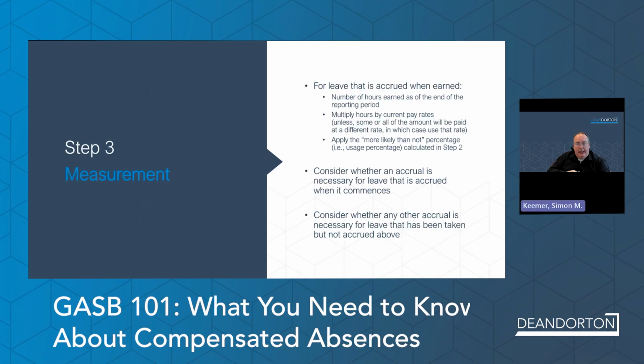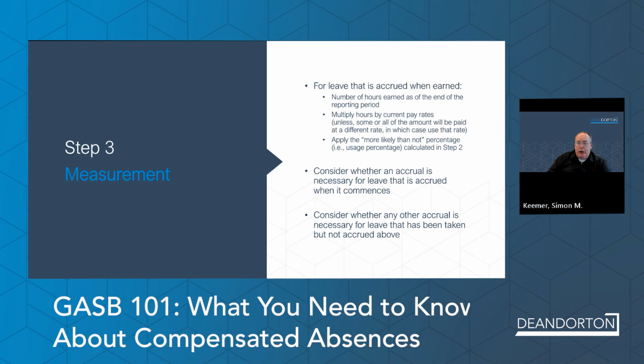Okay, so the final step is measurement, which really is the easiest to do, because hopefully you've got some good Excel spreadsheets that will be able to just crank these numbers for you. And so in essence, your accrual is going to be made up of the 3 buckets. So the first bucket is for leave that is accrued when earned. You're going to have the number of hours everybody has earned as of the end of the reporting period. You will multiply those hours by current pay rates, unless for some reason you know that those hours will be paid at a different rate, in which case you would use that rate.